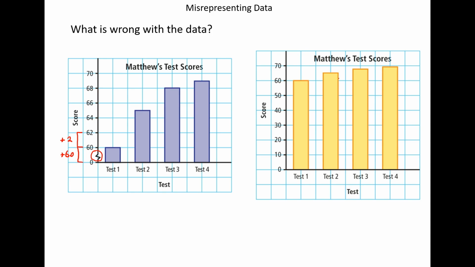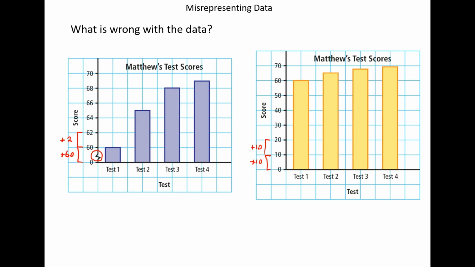Notice how it looks like he's not improving as much compared to when I manipulated my data with the line break. It looks like he's actually improving a lot from test 1 to test 4. But if you just make the intervals of the y-axis consistently going up by 10 each time, so that it's consistent all the time, it doesn't look like he's improving as much anymore, does it? And that's what it means to misrepresent data.